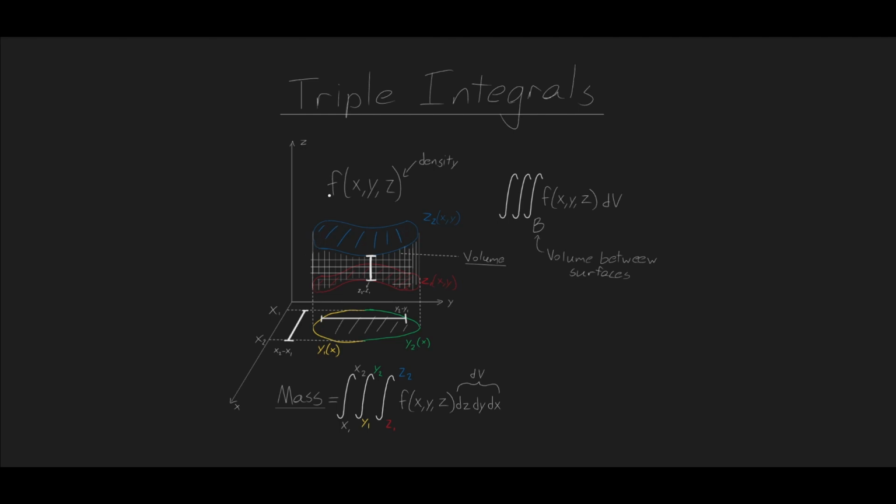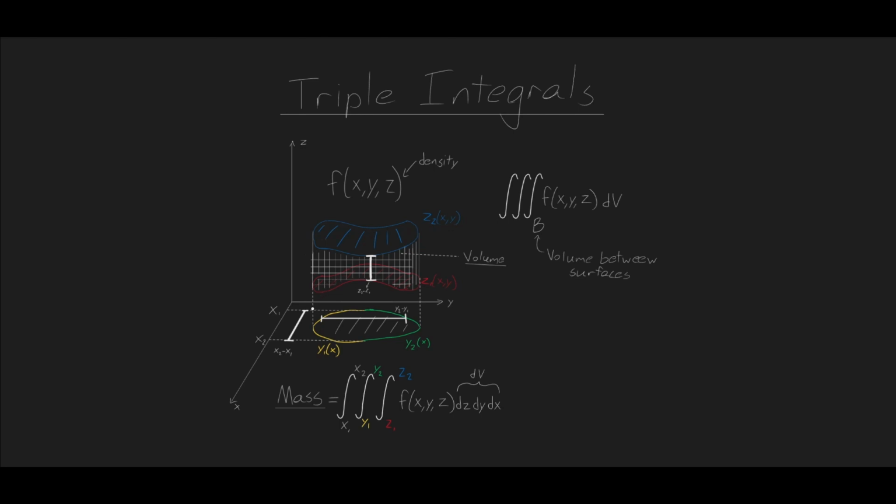So let's say that you have a function f of x, comma y, comma z, and this function represents the density at every point in 3D space. And we want to find the triple integral of f of x, comma y, comma z over the region B, which is the volume between these two surfaces. So we have surface 1, which is z1, and the second surface is z2, and these are both functions of x and y.